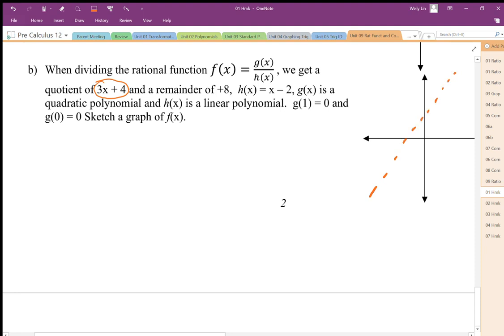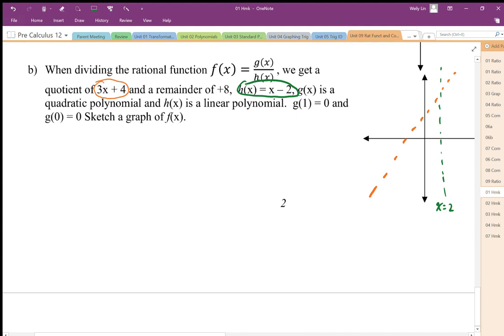The remainder, I'm going to go to the h of x function. The h of x function represents the denominator, so this represents our vertical asymptote at plus 2. So at x equals 2, we have our vertical asymptote. So g of x being a quadratic just means it's consistent: a quadratic divided by a linear function is going to give us a linear quotient.